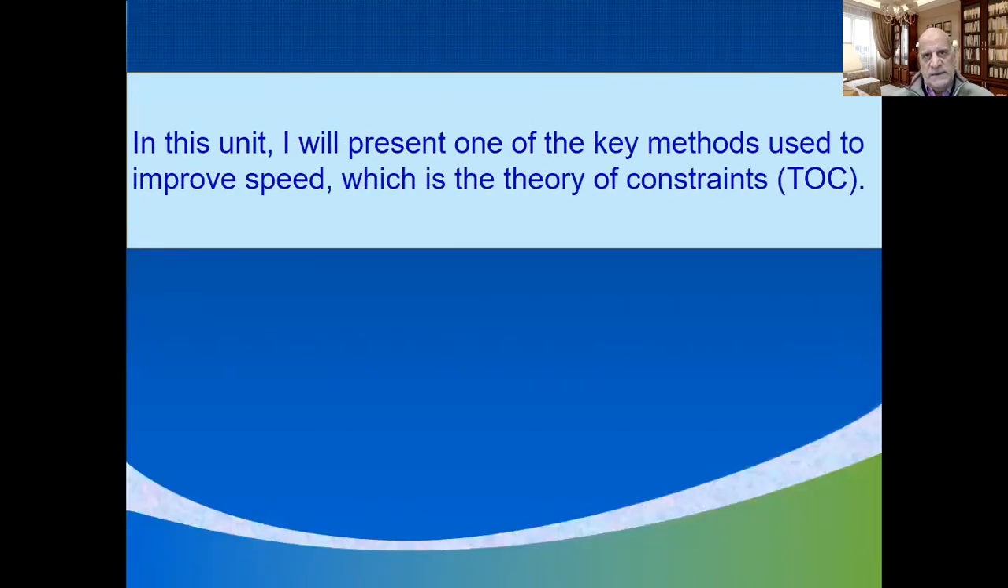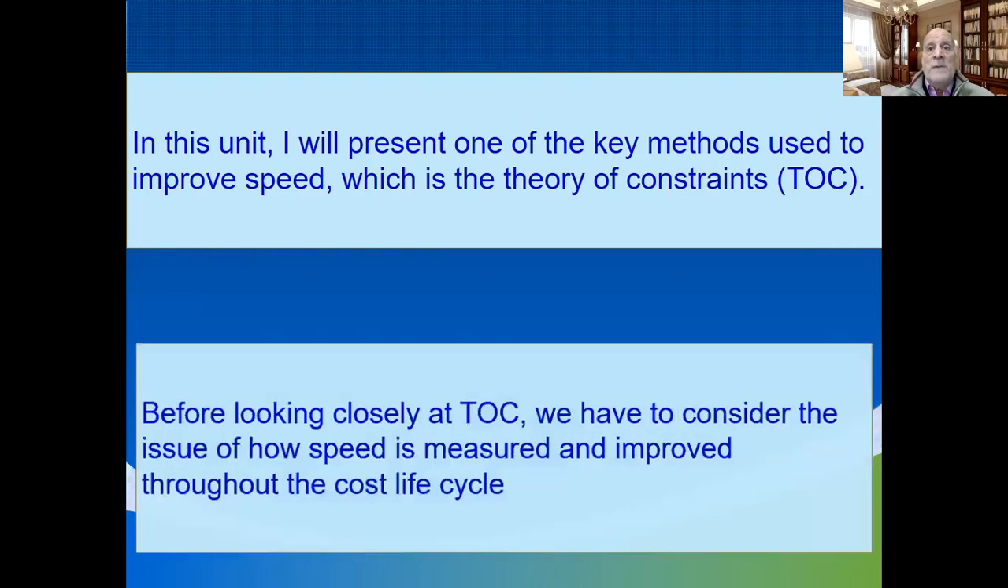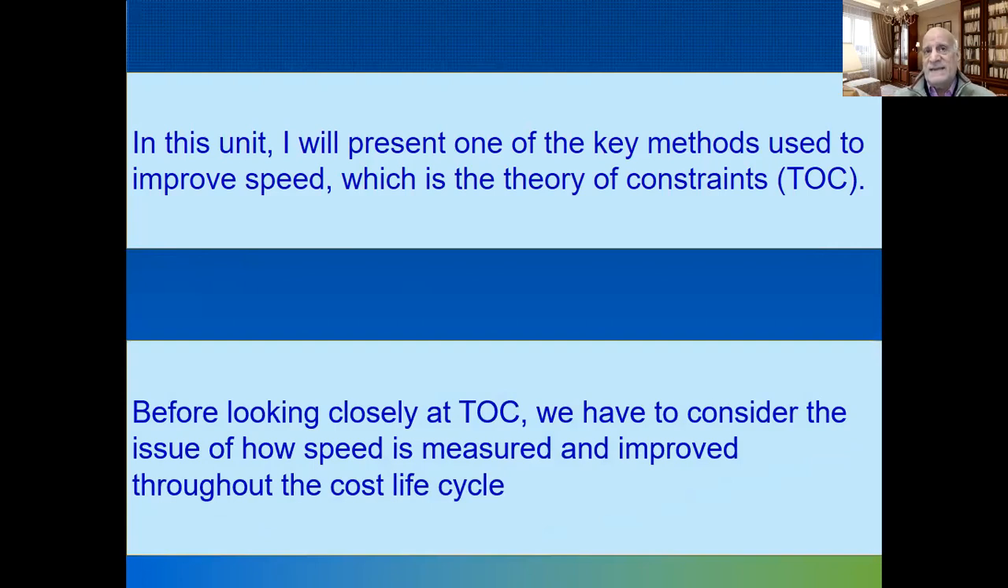In this unit, I will present one of the key methods used to improve speed, which is the theory of constraints, which is referred to as TOC. Before looking closely at theory of constraints, let us consider the issue of how speed is measured and improved throughout the cost life cycle.